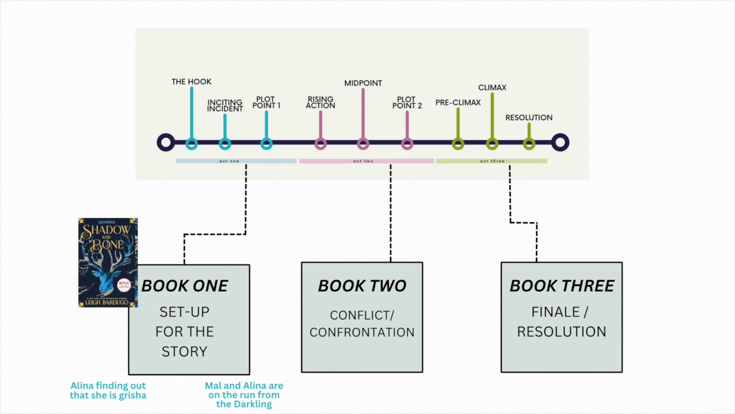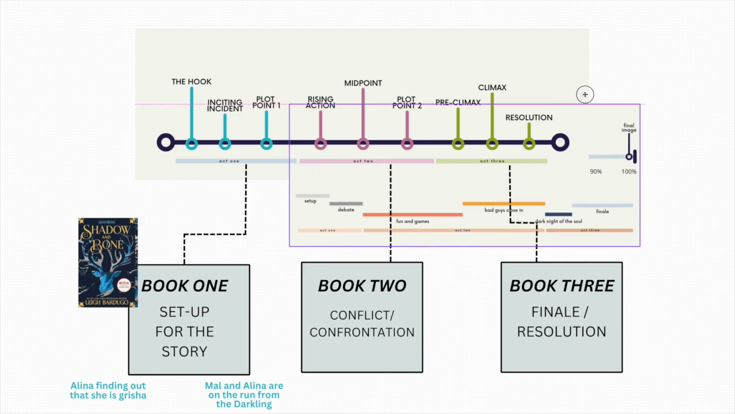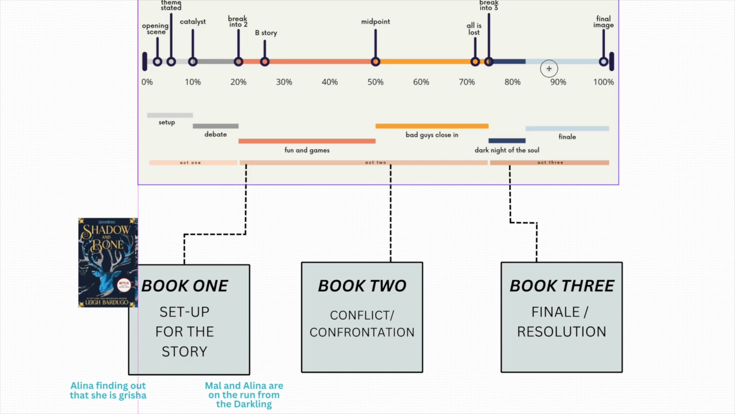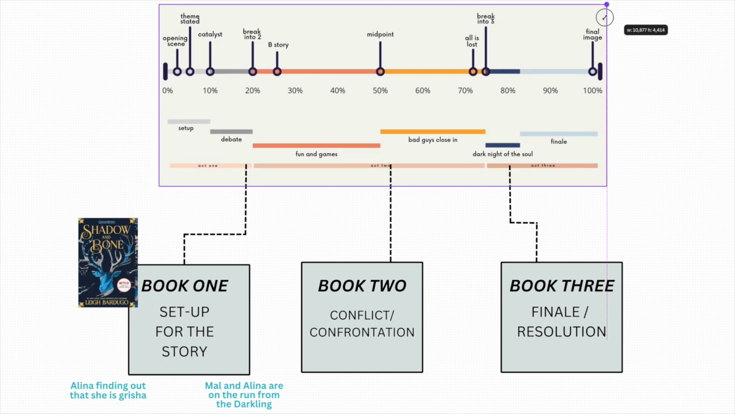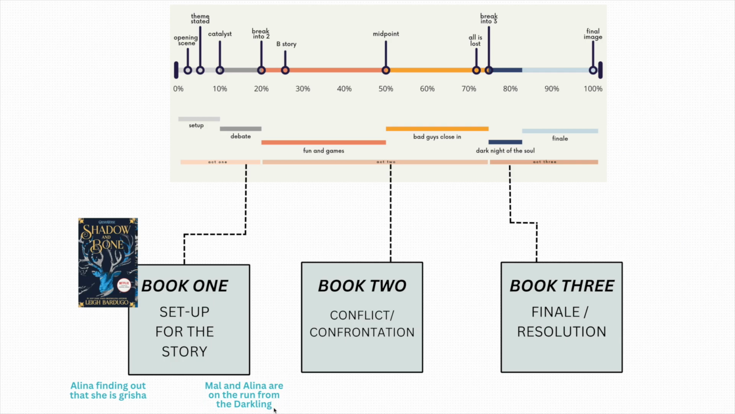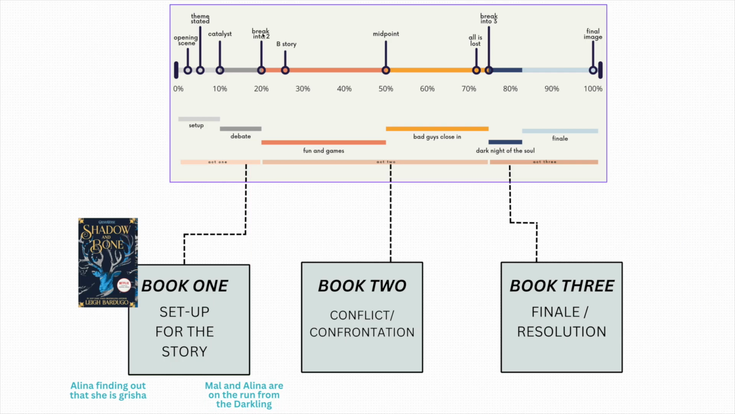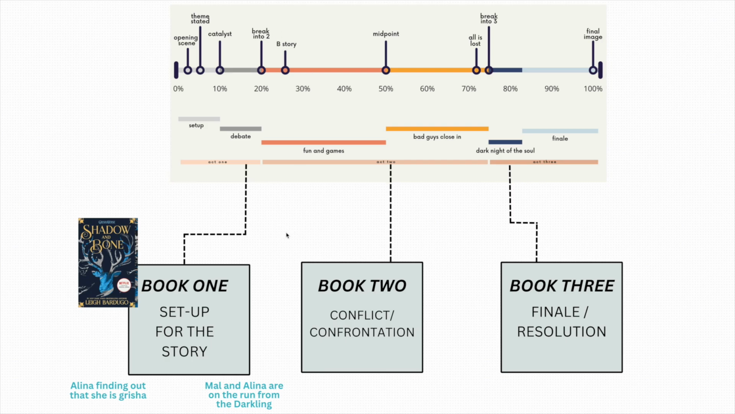Or we can also look at this through the Save the Cat lens. We can do it all, people. We can do it all. Let's make sure these line up. So Mal and Alina on the run from the Darkling would be our break into 2 section. And it does make sense.